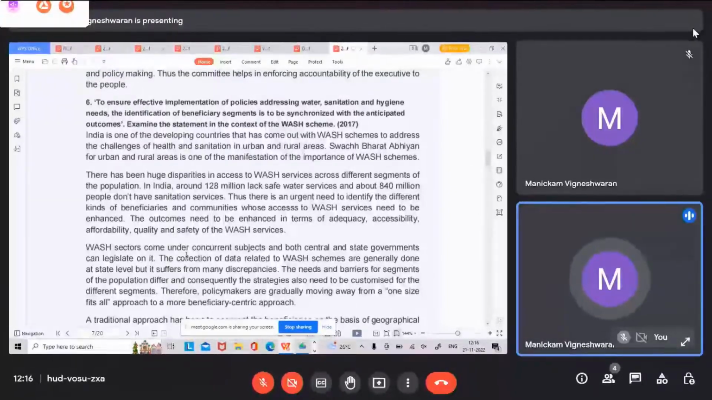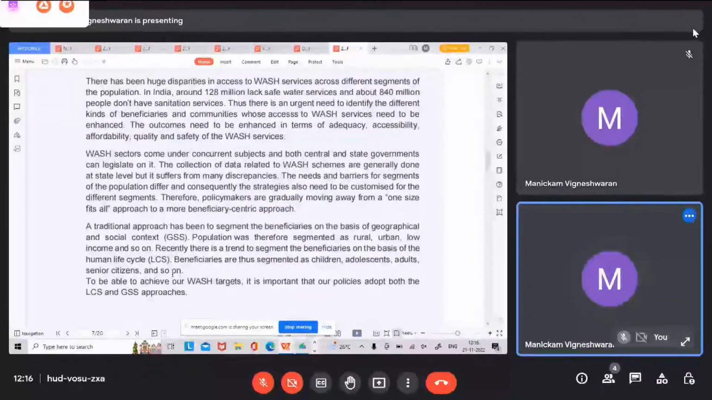The outcomes need to be enhanced in terms of the adequacy, accessibility, affordability, and quality and safety of WASH services. The WASH sector comes under concurrent subjects, and both the central and state governments can legislate on it. The collection of data related to WASH schemes is generally done at the state level, but it suffers from many discrepancies. The needs and the barriers for segments of the population differ, and consequently the strategies also need to be customized for the different segments.